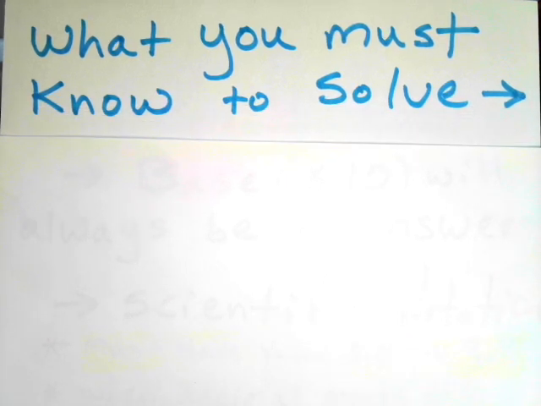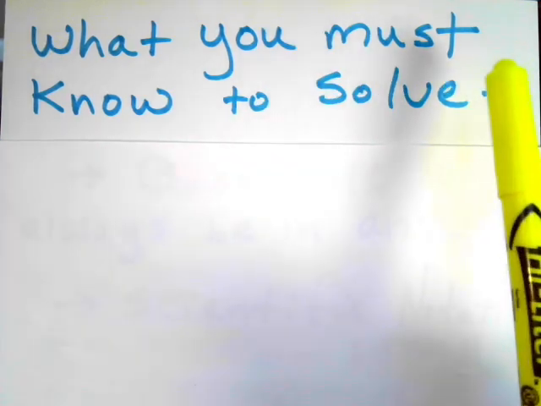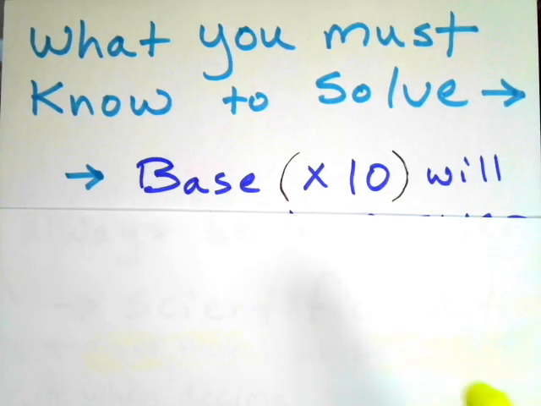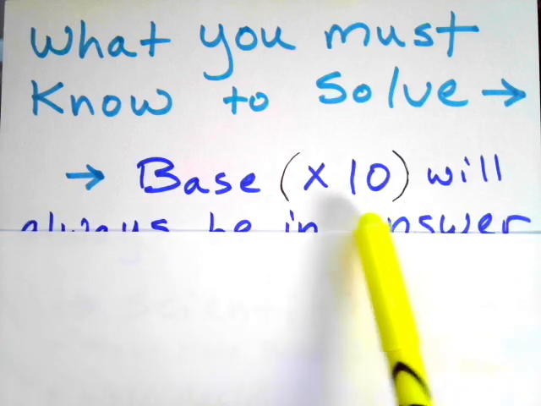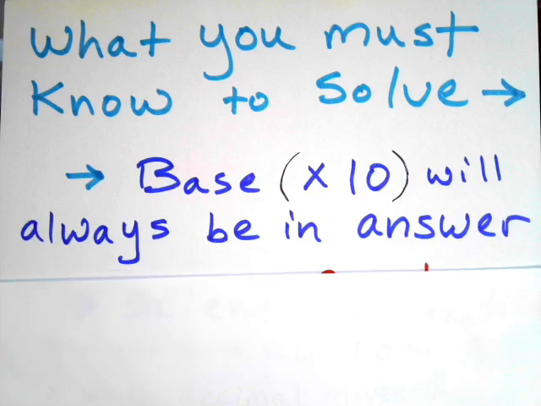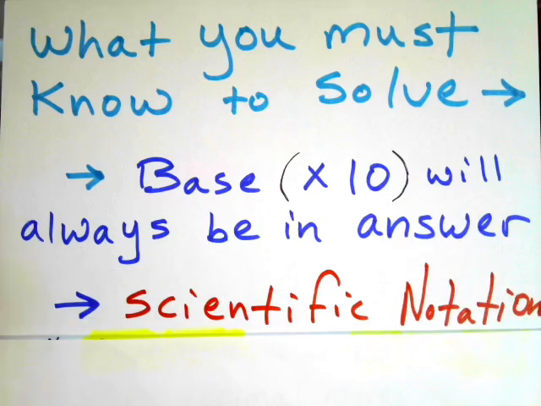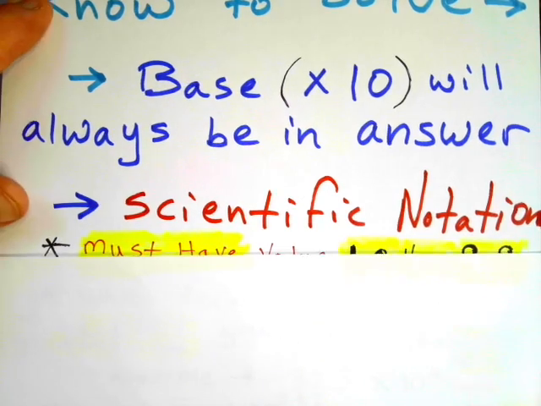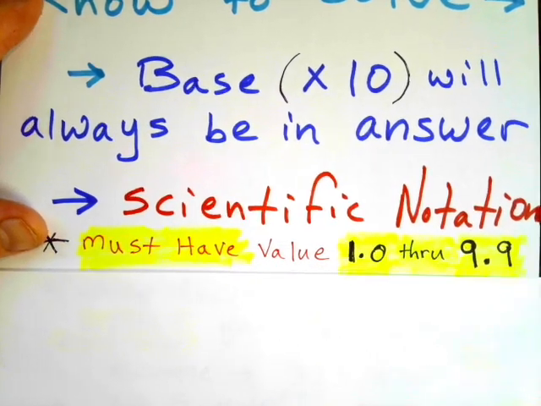In order to answer these questions, there's a few things that you must know, right? So you must know a few of these things in order to solve the problem. Base 10 times will always be in your answer for scientific notation, okay? And so I just want to go over a few facts with you in understanding.